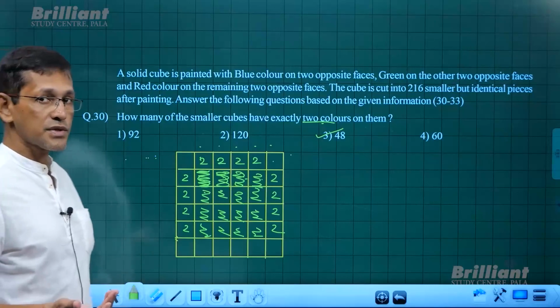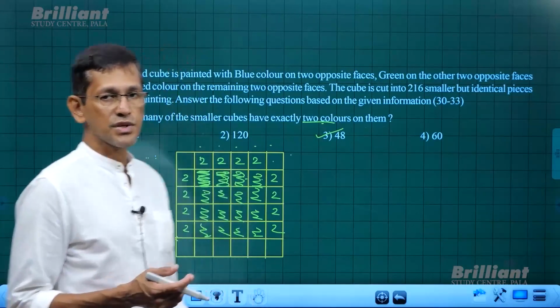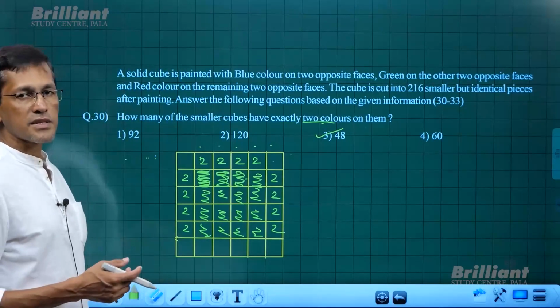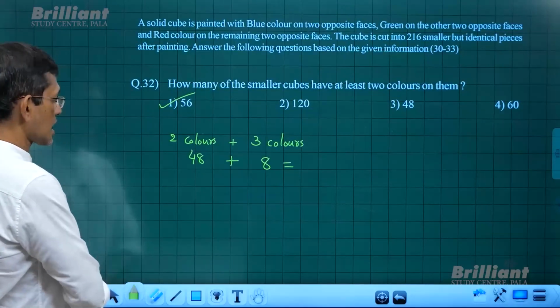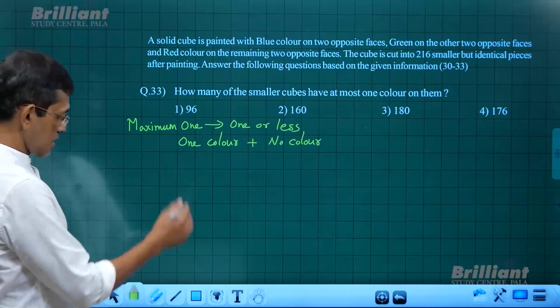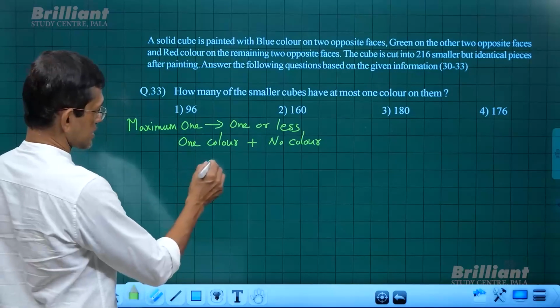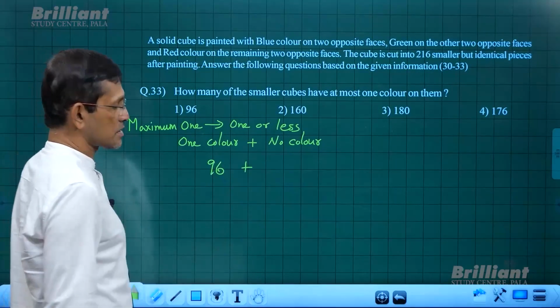However, how many such faces do we have? 6 such faces. 16 into 5 is 80, 16 into 6 is 96. So we have 96 cubes with exactly one face painted, or one color. So 96 plus no color at all.